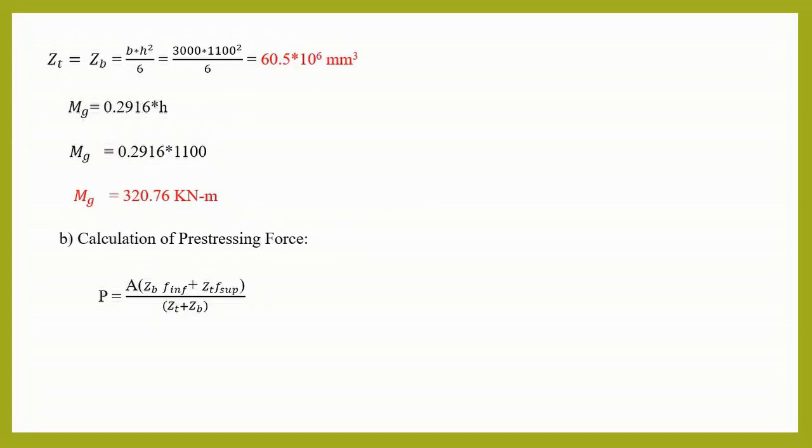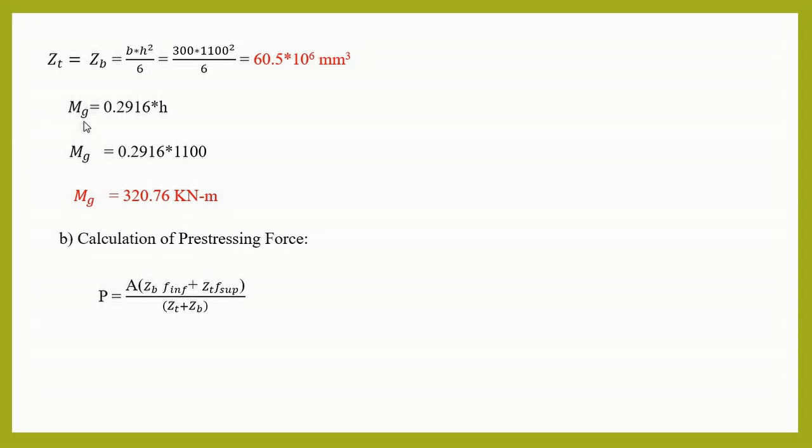The next thing is section modulus at bottom and at the top. So ZT is equal to ZB, which is B into H square by 6 or B into D square by 6. There is no conversion here, directly just substitute B in terms of mm and H in terms of mm. So after solving, we will get 60.5 into 10 power 6 mm cube.